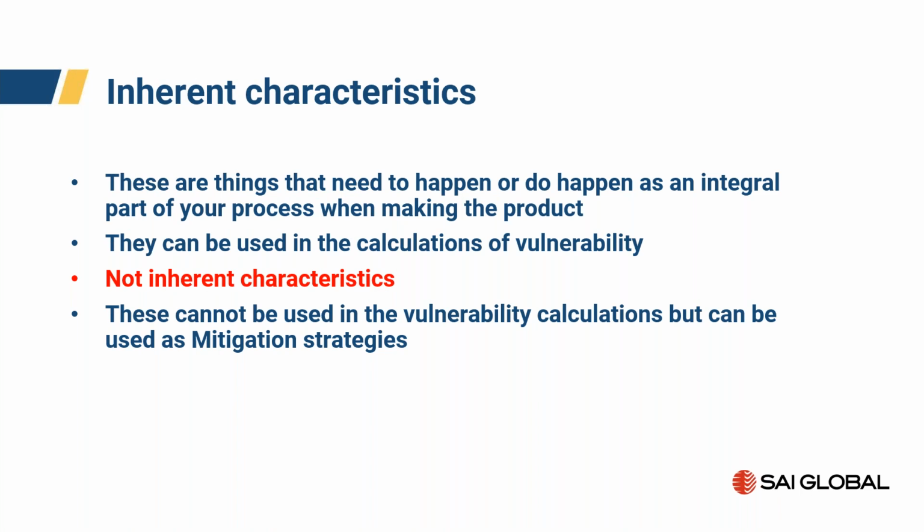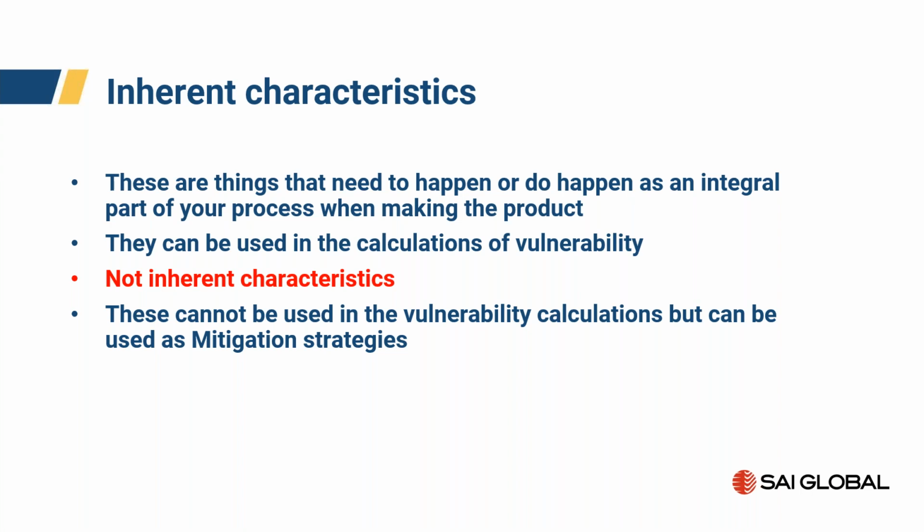Now they talk about inherent characteristics and not inherent characteristics. So what are those? Those are some things that you do anyway as just part of your process. Like you may have a whole lot of people standing next to each other, all doing their job. Well, it's a little less likelihood that the attacker is going to try and do something with people standing to either side of them.